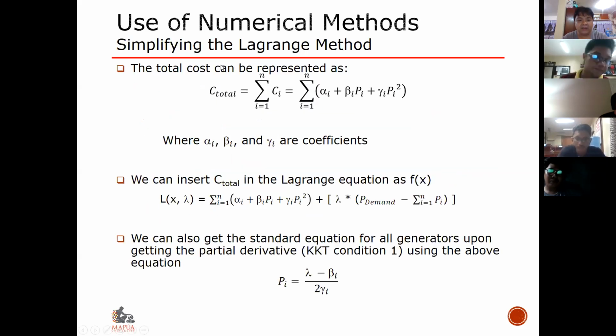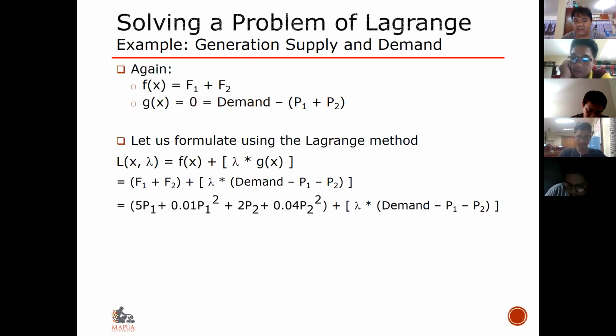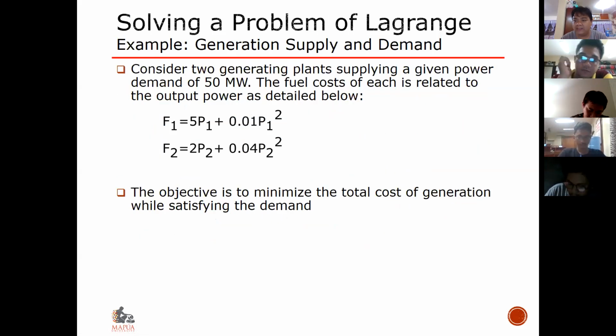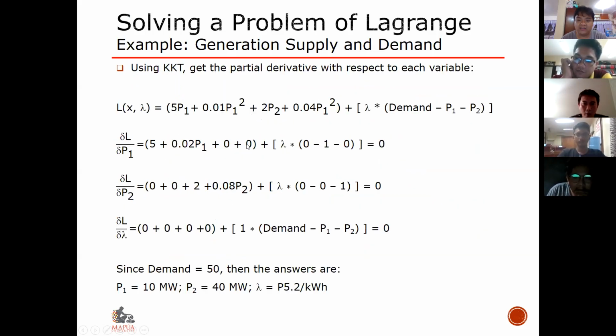We have this problem, di ba? Again, upon reading, when we try to simplify the Lagrange method, the total cost of generation is the sum of the cost per generator. Yan yung C sub i. Then yung cost ng bawat generator, sample natin yung kanina: 5P1 plus 0.01 P1 squared. Okay? So, yun yung cost of generator 1.